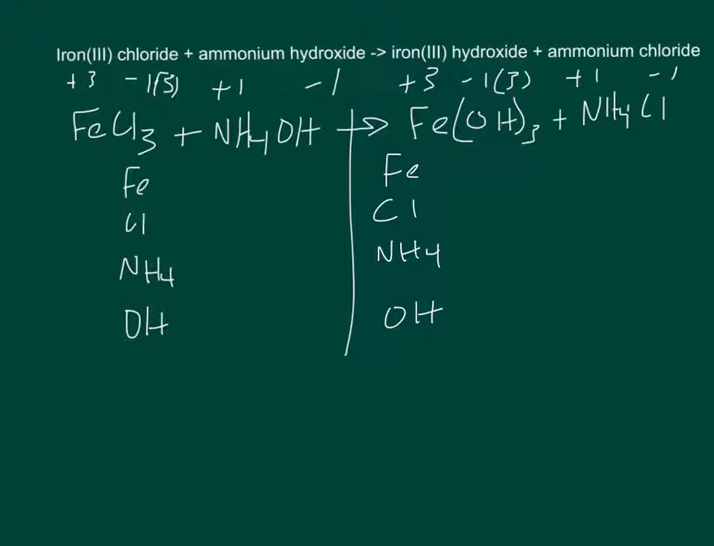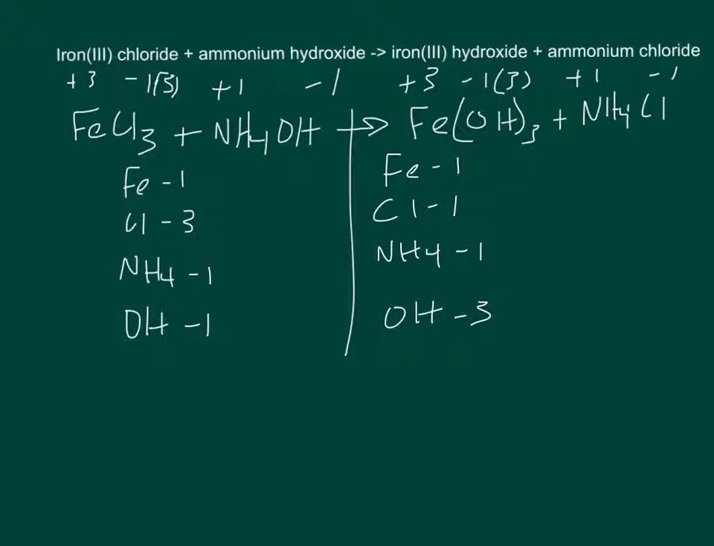Alright, let's change colors here. Okay, so actually, we're not going to change colors. We're going to say how many we have of each one. So I've got 1 iron, 3 chlorines, 1 ammonium, and 1 hydroxide on the reactant side. On the product side, we have 1 iron, 1 chlorine, 1 ammonium, and 3 hydroxides.